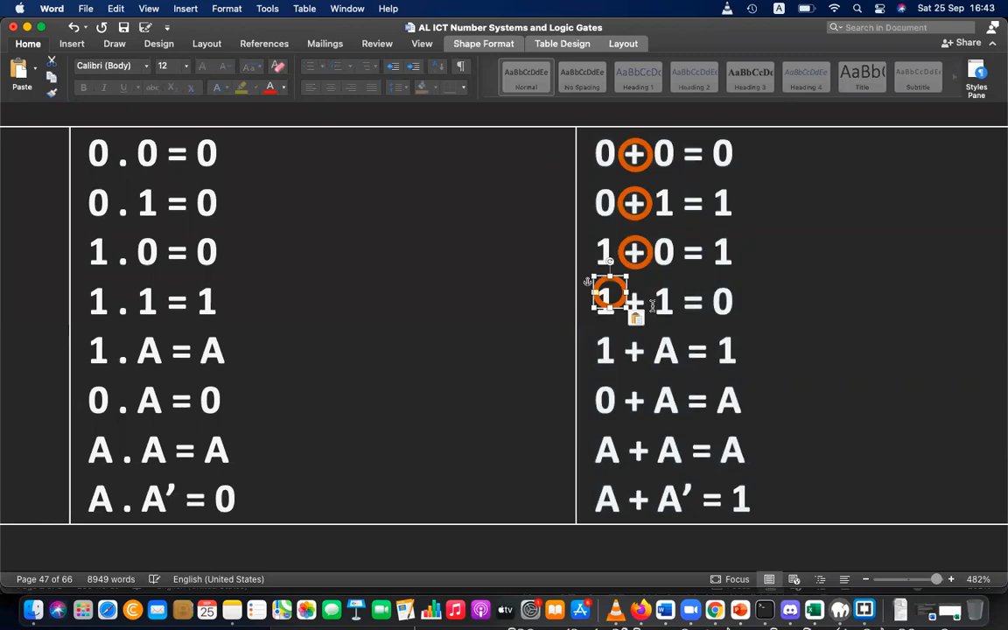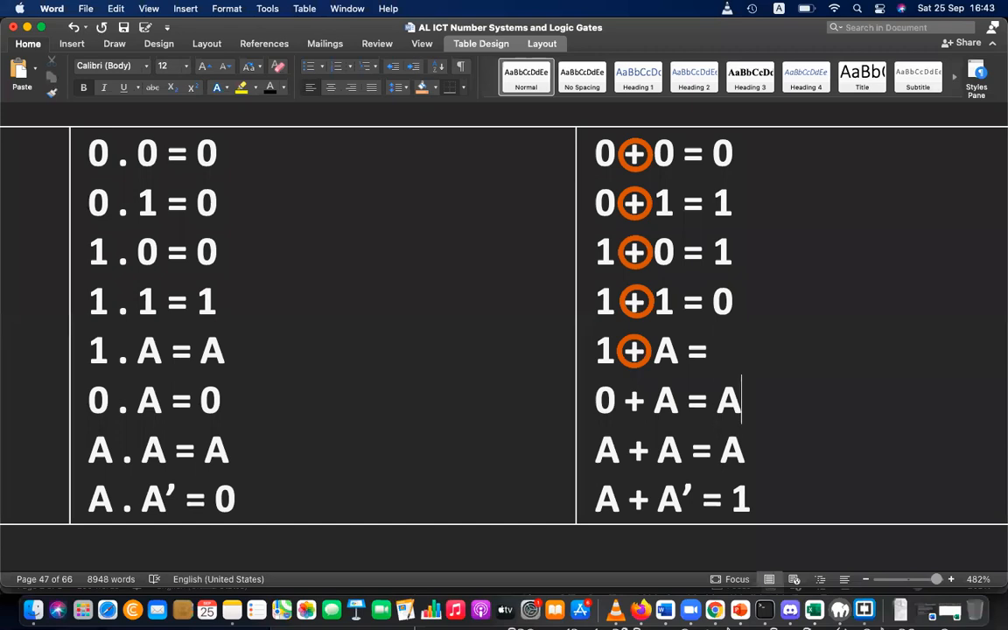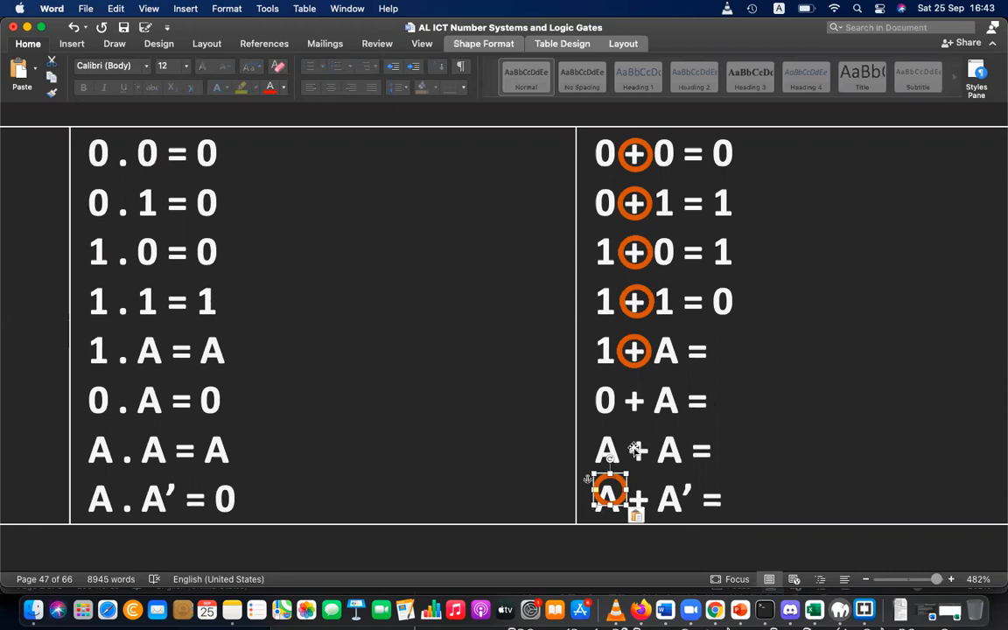Okay, the next one. 1 XOR A. 1 XOR A. What is the value? 1 XOR A. Yes? So what is your suggestion? You have to suggest. So don't be nervous. It doesn't matter if you provide a wrong answer. No one will blame you. This is not your exam too. So don't worry about that as well. You can just tell the answer.